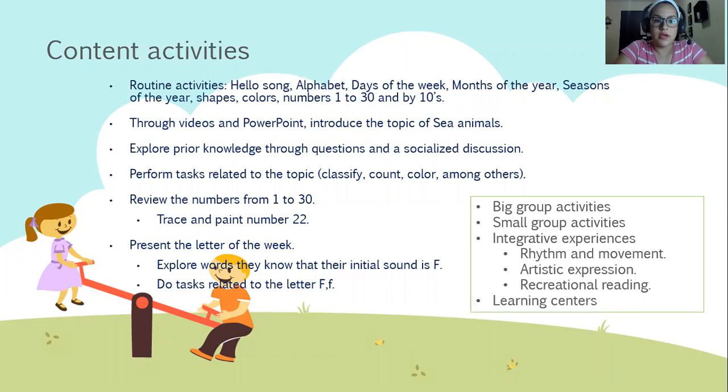And then we perform tasks related to the topic, in which they need to classify, count, color, among other things. But the activities related specifically with writing are the ones that they work in the small group activities. After reviewing the numbers from 1 through 30, they are going to identify number 22, and then we are going to trace and paint number 22. And with the letters, after presenting the letter of the week, that in this case is letter F, they are going to explore words that their initial sound is F, and then they are going to do tasks related to the letter F.